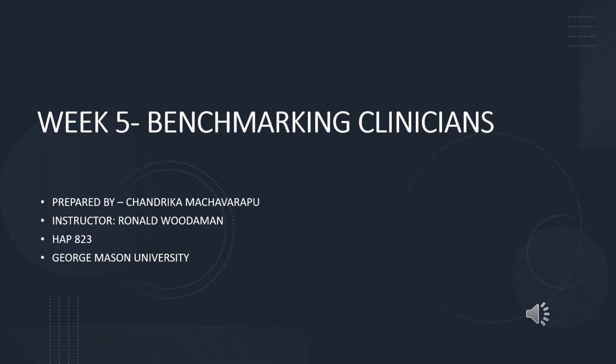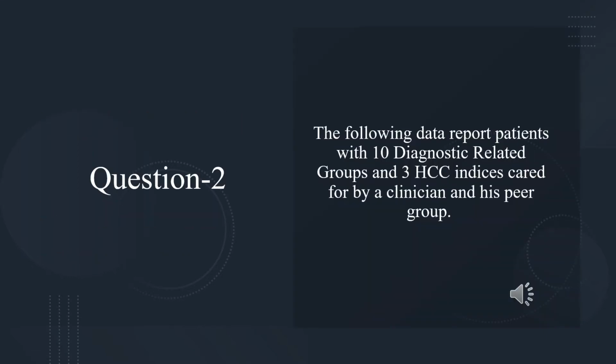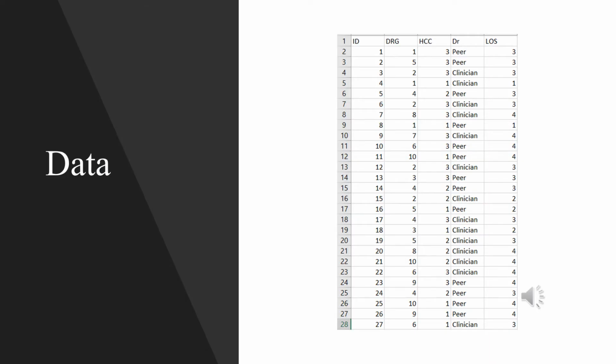This is my Teach One presentation for question 2 from week 5, benchmarking clinicians in HAP 823. The following data report patients with 10 diagnostic related groups and 3 HCC indices cared for by a clinician and his peer group. This is the data given to us, and it has 152 rows and 5 columns.